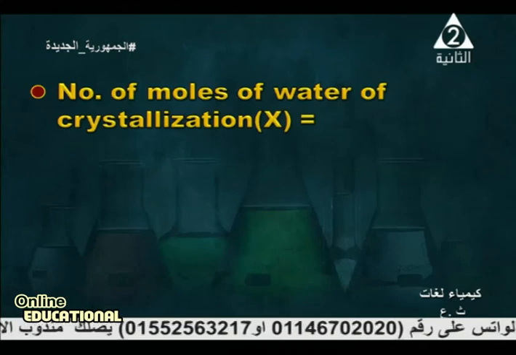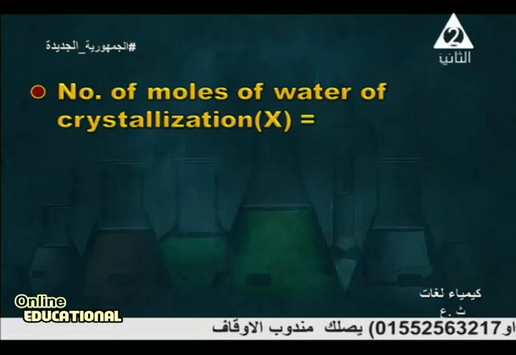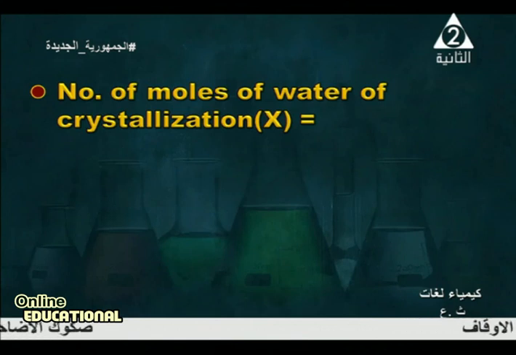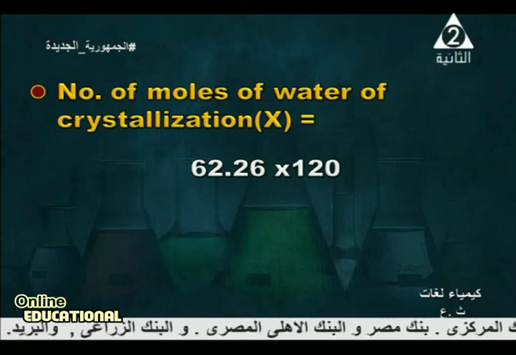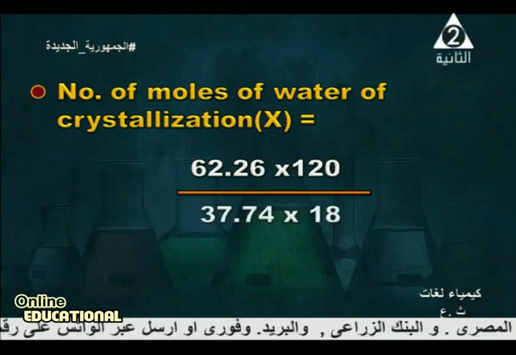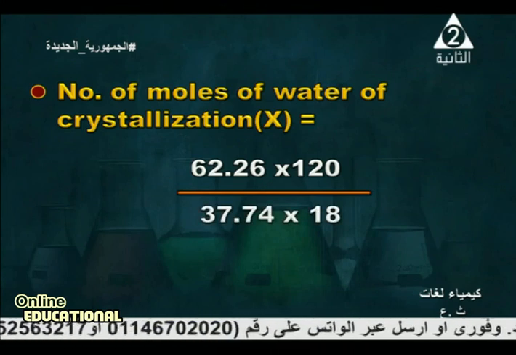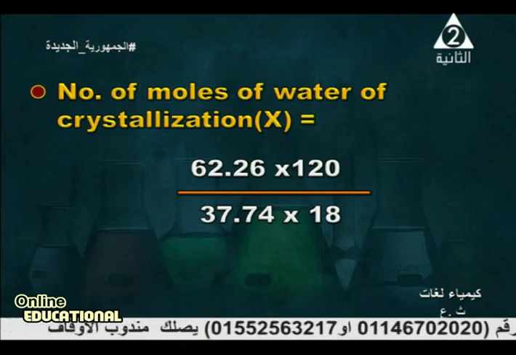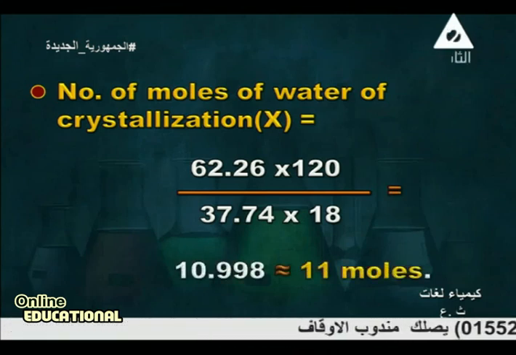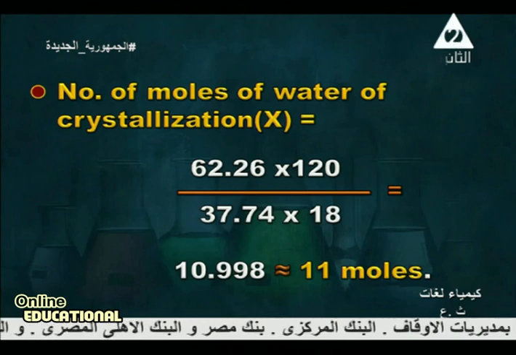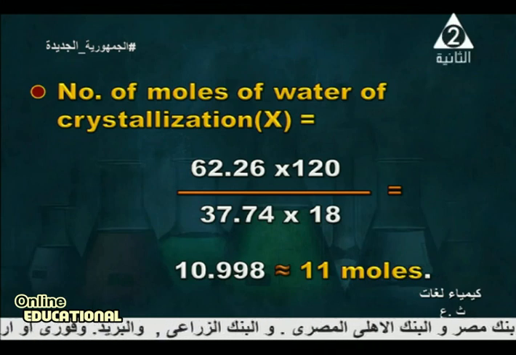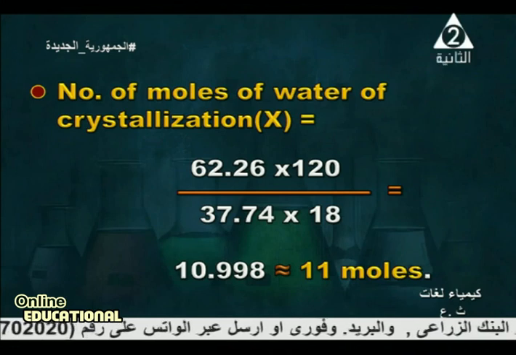Cross multiplication. The number of moles of the water of crystallization X equals, look, my dear, 62.26 by 120, all over 37.74 by 18. Do you think what the answer is? The answer will be good: 10.998, which is approximately 11 moles. This means I have magnesium sulfate and 11 moles of water.